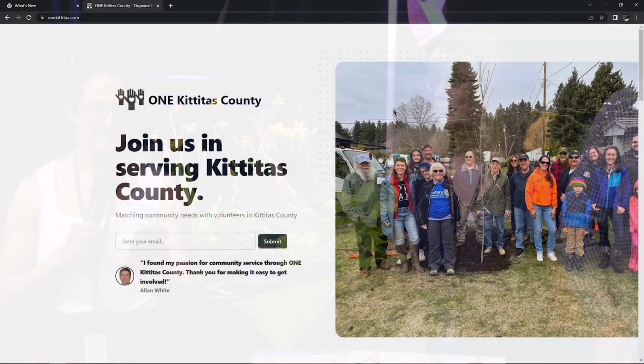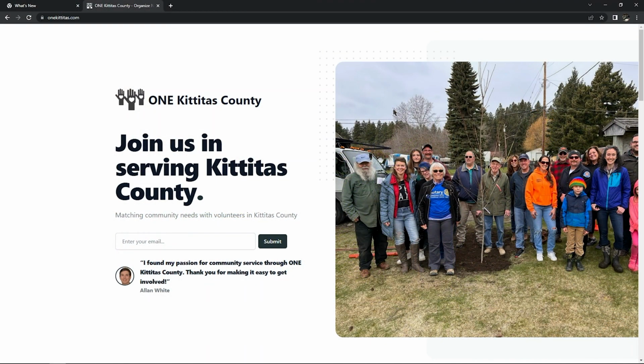That was until the launch of the One Kittitas site, an initiative to bridge these gaps and create a more cohesive, supportive community. The One Kittitas site is sponsored by Kittitas County Rotary Clubs, dedicated to the Rotary service above self. The site stands as a beacon of unity and cooperation. Its name is an acronym embodying its mission: organize needs of everyone.